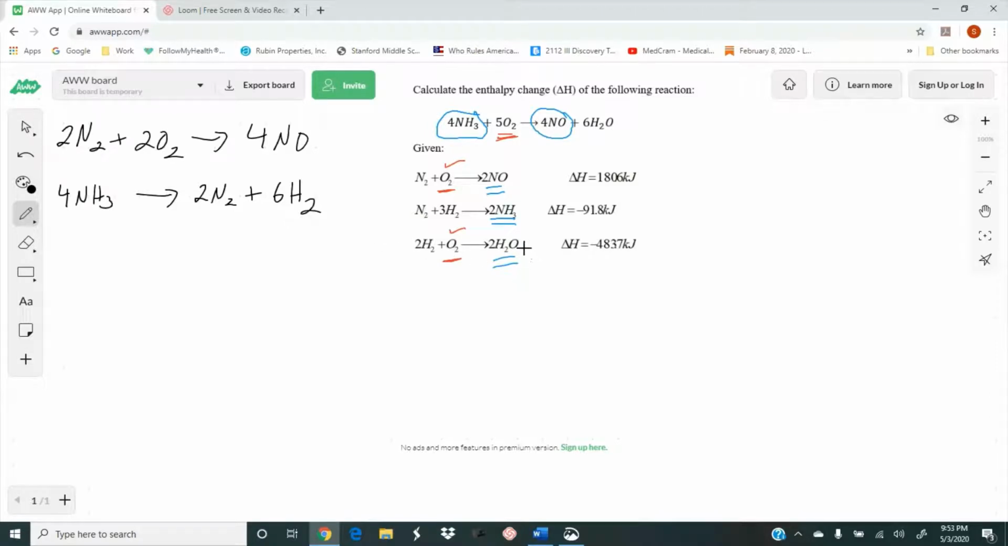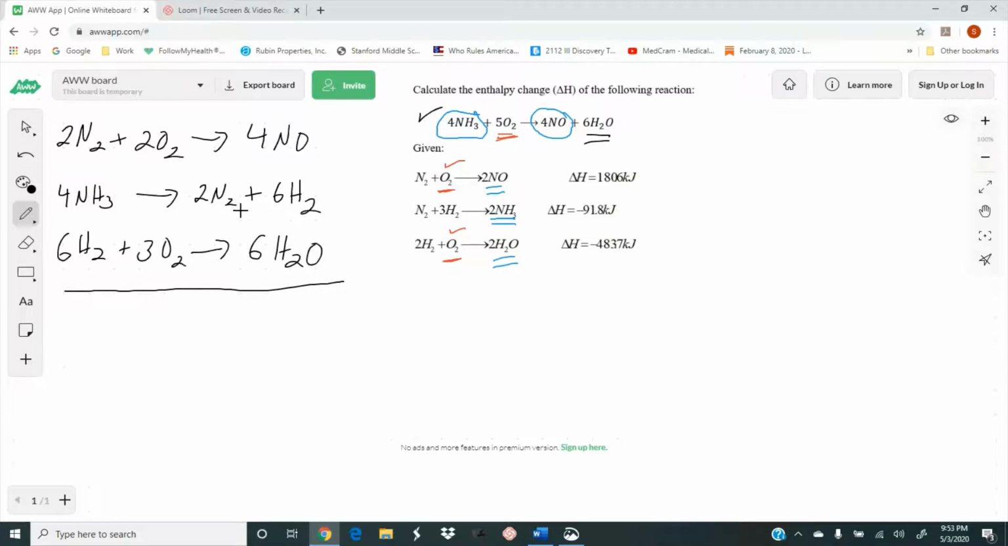The last one, we said we needed 6 H2Os, right? We needed 6 H2Os over here. We have 2 H2Os, so the only way we're going to get 6 H2Os is by multiplying this one by 3. If I multiply this equation by 3, I'm going to end up with 6H2 plus 3O2 is going to go to form 6H2O. Okay. So now let's see what happens when we go ahead and add these together up here.